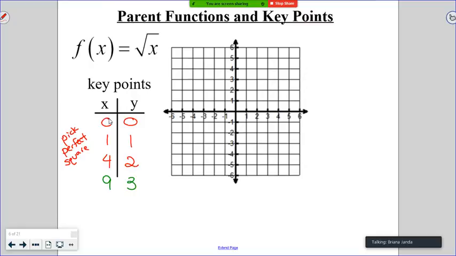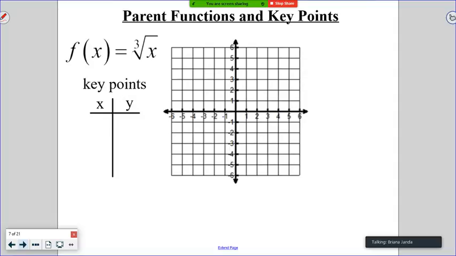Put those points out there. Know, again, the shape of the graph. 0, 0, 1, 1, 4, 2. Knowing that I start at that 0, 0 dot and do not extend past it to the left. To the right, I'm going to curve through these, and then it will slowly continue to curve and rise as we move to the right. It would not get up to 3 till we got all the way out to 9, right? It's going to slowly increase. Okay.